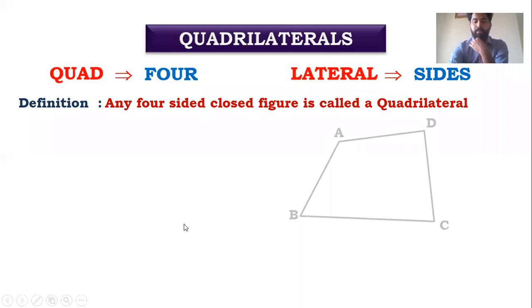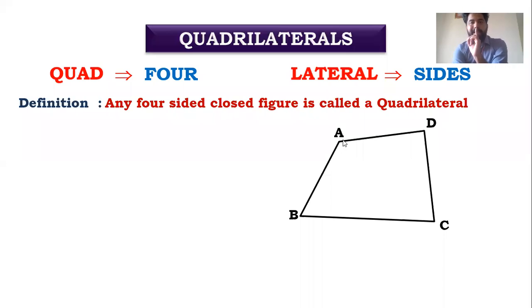All right. Chalo. So tell me yes or no in the chat box. This figure A, B, C, D, is it a quadrilateral or not? Yes. Perfect. It is perfect because it is a four-sided closed figure. Four sides are there and the figure is closed, so this is a quadrilateral. Perfect.